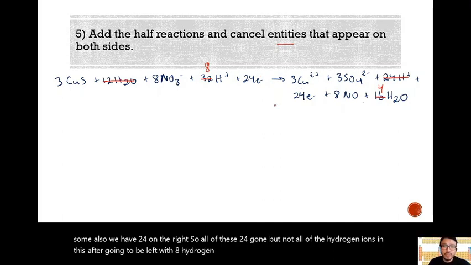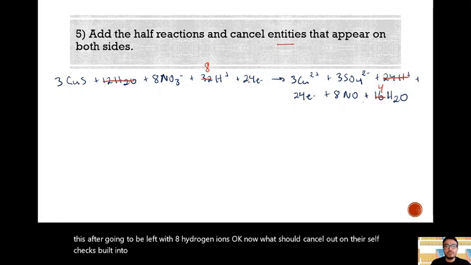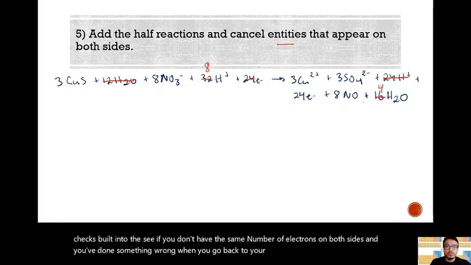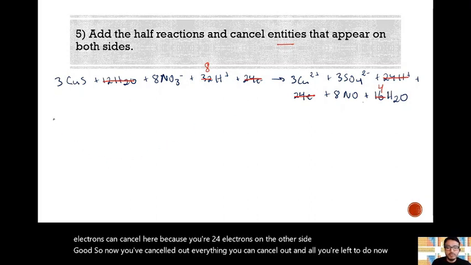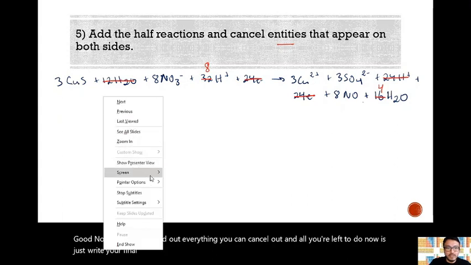Okay, now what should cancel out, and there's self-checks built into this. See, if you don't have the same number of electrons on both sides, then you've done something wrong. You want to go back to your previous step and fix that. So 24 electrons can cancel here because there are 24 electrons on the other side. Good, so now you've canceled out everything you can cancel out. All you're left to do now is just write your final answer. And we can do that in a different color.